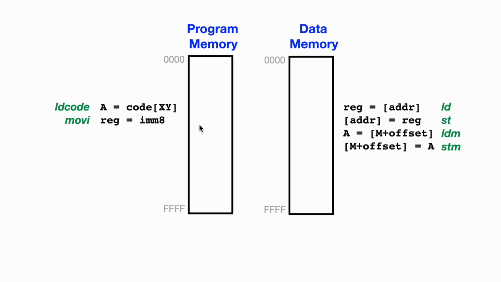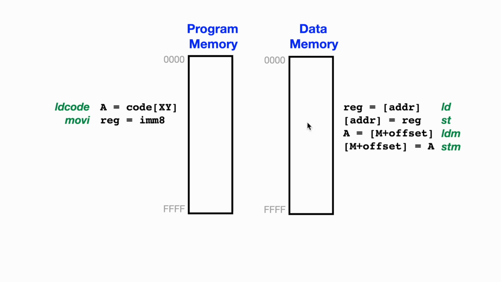Sometimes, though, we do need to compute an address in the program memory, and for that we have the load code instruction. For example, the program memory might contain an array or a table of values, and we might want to index into that table or array to fetch one of the values. So the way we do that is compute the index into the table or array and put that in the XY register. The XY register is another 16-bit register, and the load code instruction will use the value in the XY register as a pointer into the program memory, and it will fetch a byte and move that into the A register.